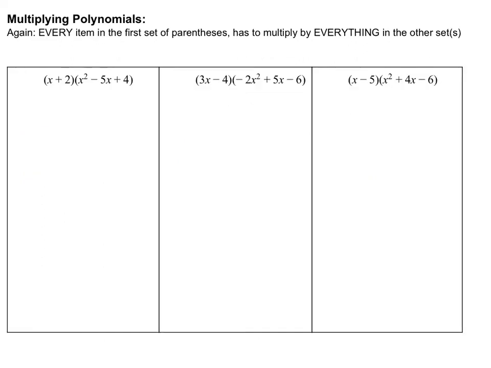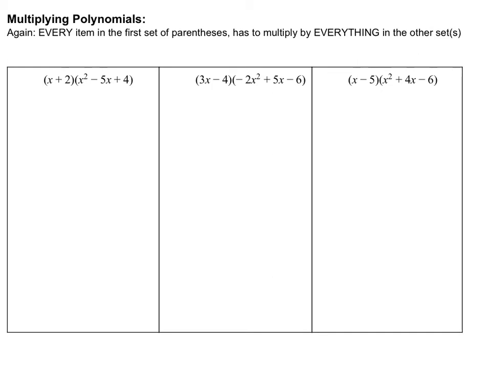All right, so multiplying polynomials, I'm going to show you a different method. Actually, I'll show you two different ones. So this first example, x plus 2 times x squared minus 5x plus 4. We'll do it with just like the dolphin jumps or double distribution. This x in the first set of parentheses needs to multiply into everything in the second set. This positive 2 needs to multiply into everything in the second set.